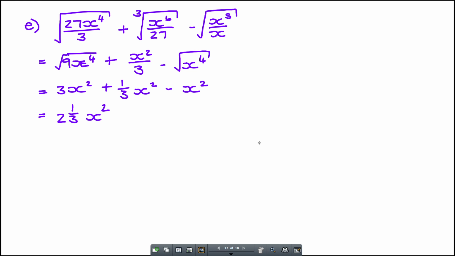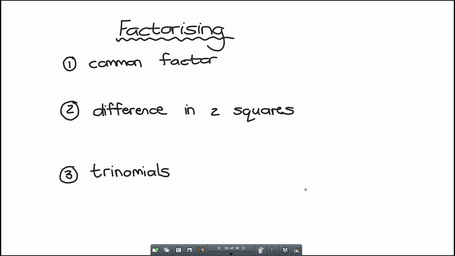Okay, right. Hands up, we're still copying. Now, we are starting with factorizing. Now, there's 3 different methods that we use to factorize. The first method, which we're going to do today, is common factor. The second one, which we'll do later on, is difference of 2 squares. And then the third one is trinomials.